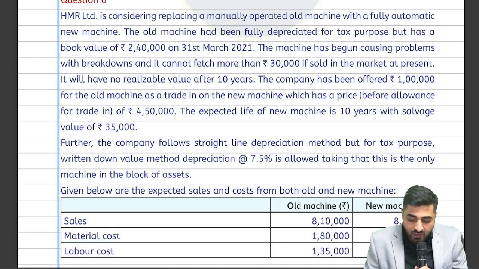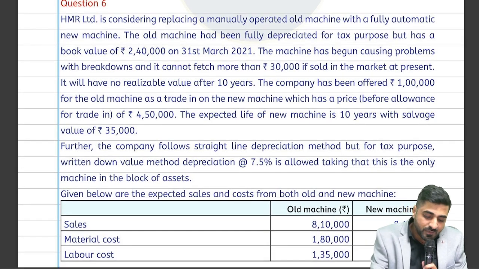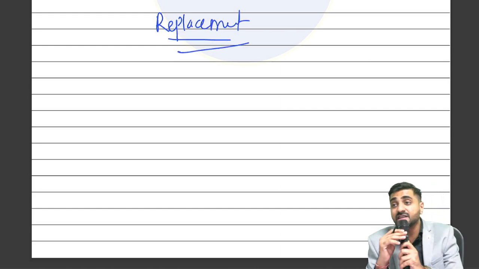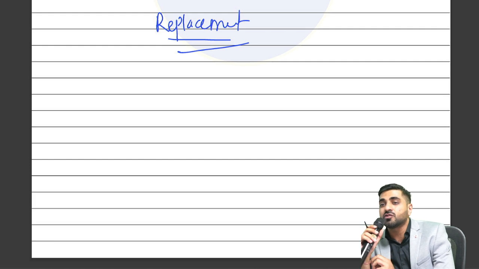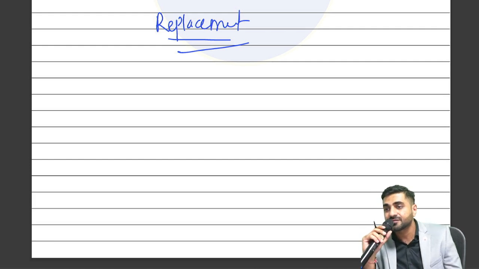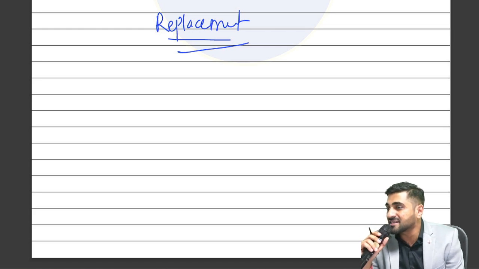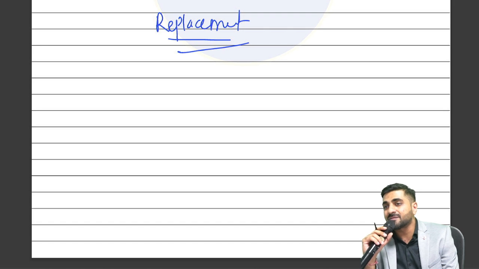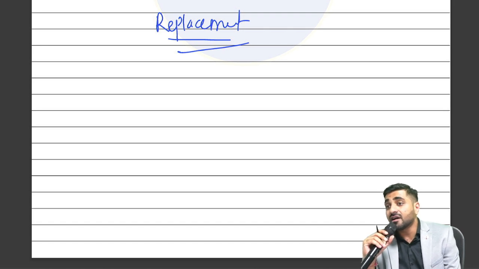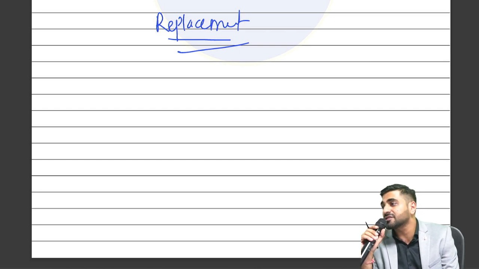Okay. Now, my dear students, there is a concept of replacement decision in capital budgeting. What is it? Replacement. Now, what do I mean by replacement decision? See, beta, in replacement decision, they will always give you that you already have an existing machine and you want to replace the existing machine with the new machine. Can I say only the replacement is possible when the new machine provides higher benefits as compared to the existing machine? Come on, yes or no?